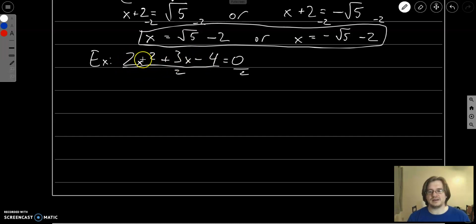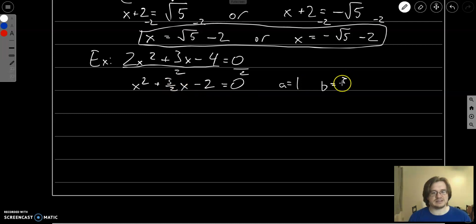So when I divide a bunch of things added together by 2, I can distribute. So 2x squared divided by 2 is x squared, plus 3x divided by 2, well, that's the same thing as 3 halves x, minus 2. 4 divided by 2 is 2. Notice that 0 divided by 2 is just 0, so nothing changes on that right-hand side. Now, if I go through, I see that A, what's multiplying the x squared, is 1. B, what's multiplying just the x, is 3 halves. And the last term, C, is going to be negative 2.